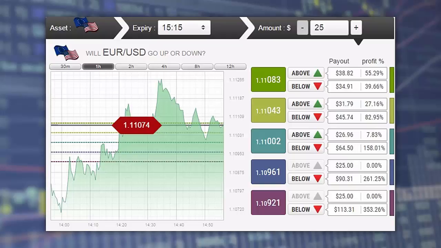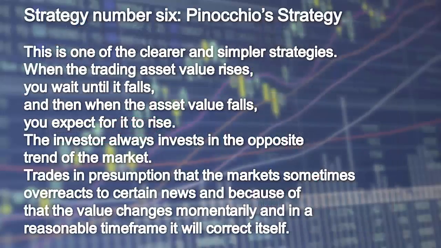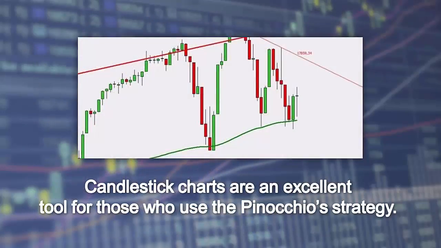Strategy number 6. Pinocchio's strategy. This is one of the clearer and simpler strategies. When the trading asset value rises, you wait until it falls, and when the asset value falls, you expect it to rise. The investor always invests in the opposite direction of the market trend, on the presumption that the market sometimes overreacts to certain news, and because of that the value changes momentarily and in a reasonable time frame it will correct itself. Candlestick charts are an excellent tool for those who use Pinocchio's strategy.